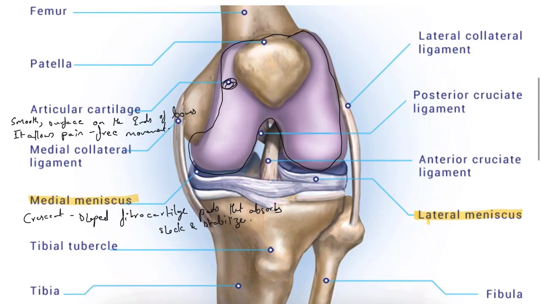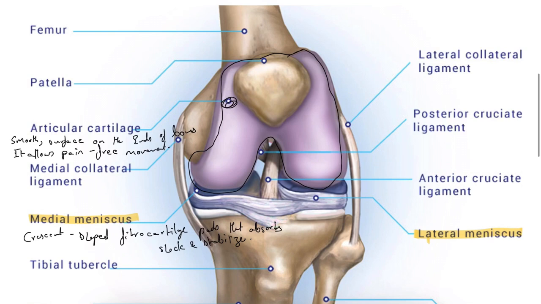Next we are going to see the anterior cruciate ligament and posterior cruciate ligament. We call these ligaments cruciate because they are inside the joint. Inside the joint we can see the anterior cruciate ligament and posterior cruciate ligament. The anterior cruciate ligament runs from the lateral femoral condyle to the anterior tibia, and it prevents anterior tibial shift.